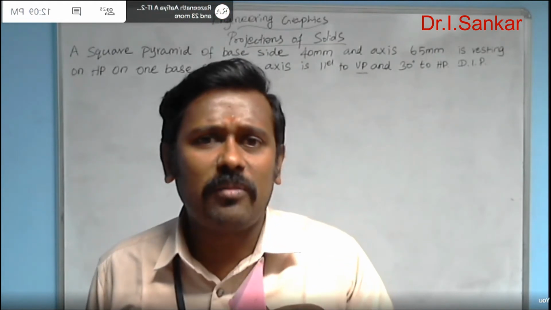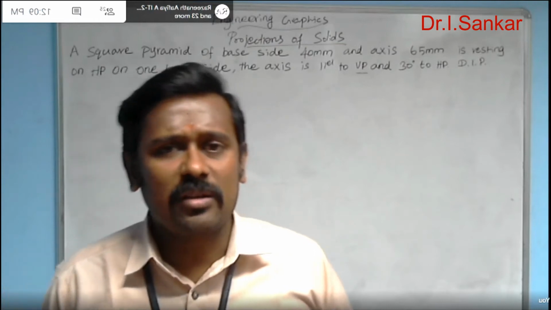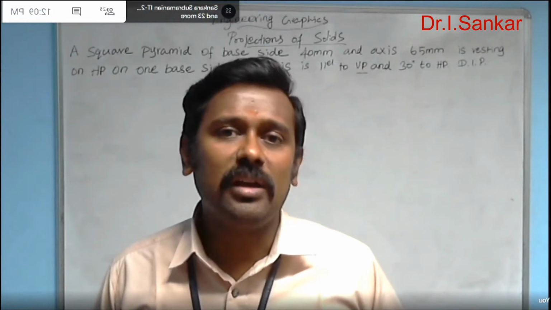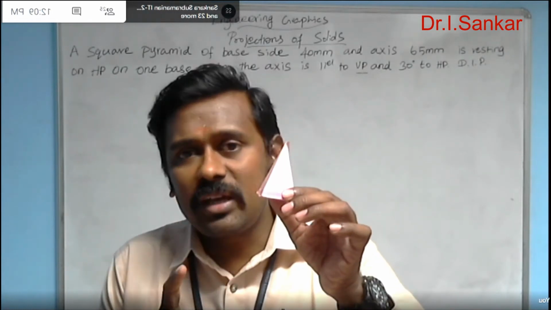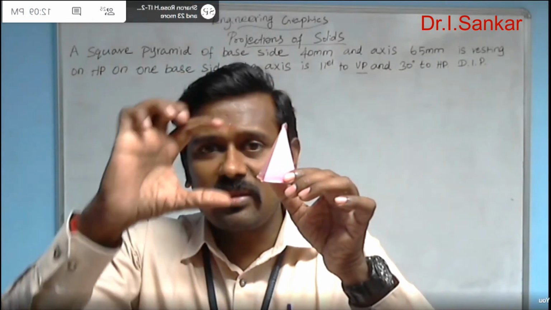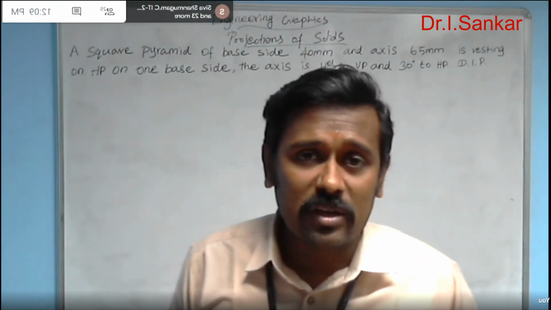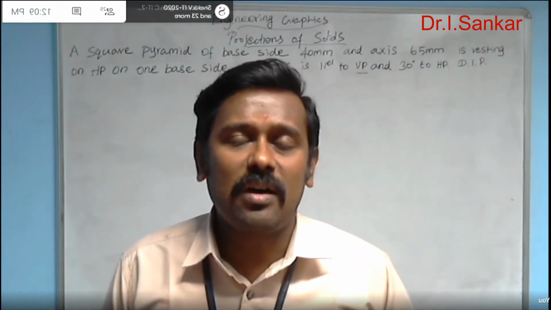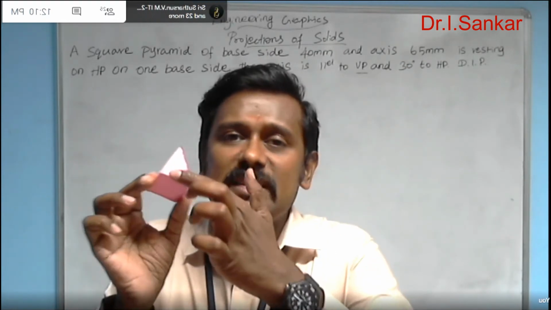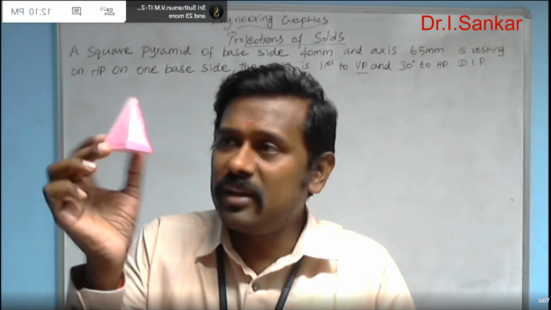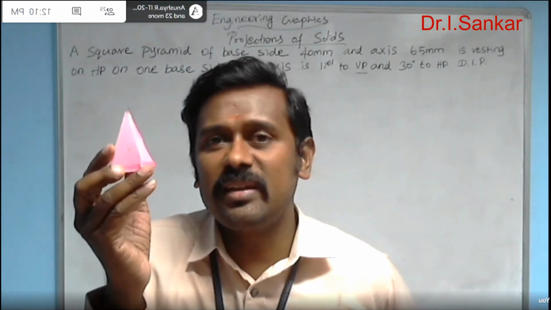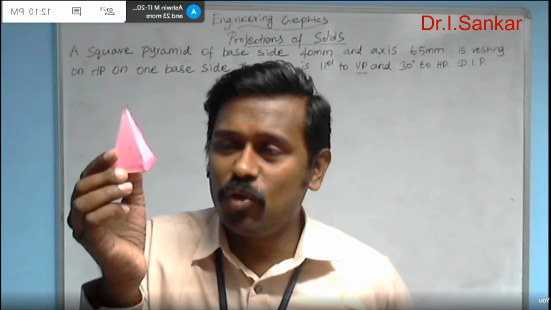In most problems, 99.9% of the questions, the specifications of the solid are given with its base side length and axis height only. So axis height is nothing but the vertical distance between the base and the apex. That is given in the question. This solid is going to rest on the horizontal plane by its base side. Actually, this solid has 4 base sides and 4 side edges.